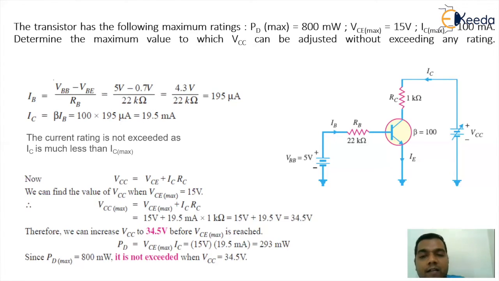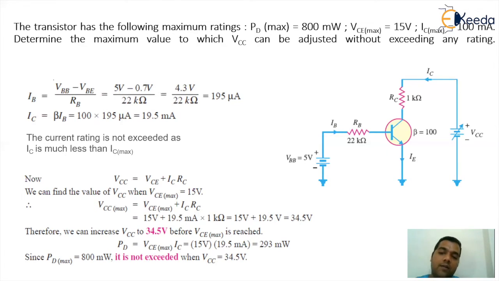So I can keep on raising the value of VCC until it reaches 34.5. But in that situation, when the VCC went to 34.5, the VCE has reached the max value of 15 volt. So under this situation, I will have to check whether the power dissipation is in control or not. When the VCC went to 34.5, the VCE went to its max value of 15.